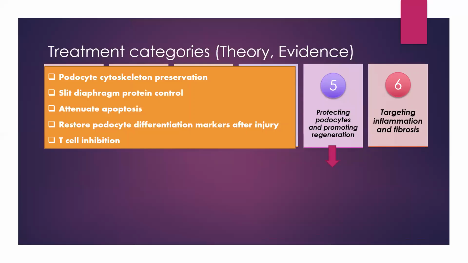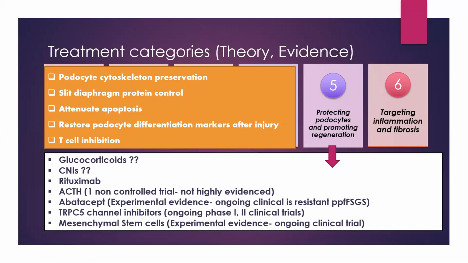Issue number 5 is protecting podocytes and promoting regeneration, and targeting inflammation and fibrosis. Sure, those are for all patients with FSGS. The aims are protection of the cytoskeleton, slit diaphragm protein control, activating apoptosis, restoring podocyte markers after injury, and maybe T-cell inhibition. And those are the drugs.